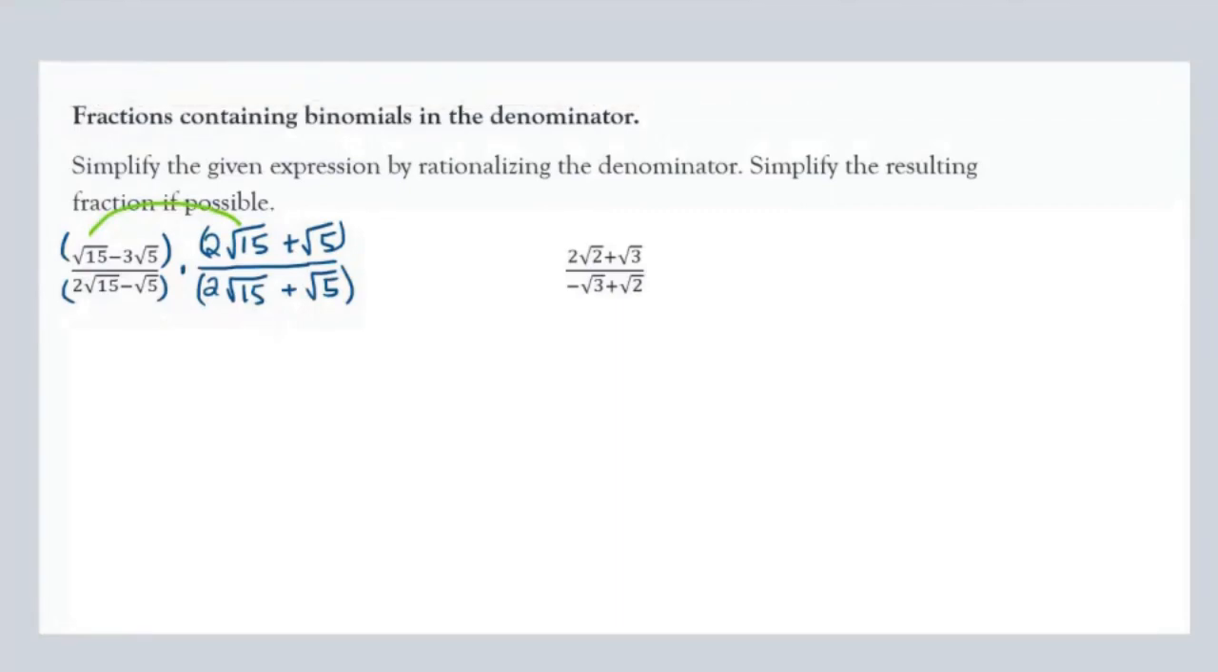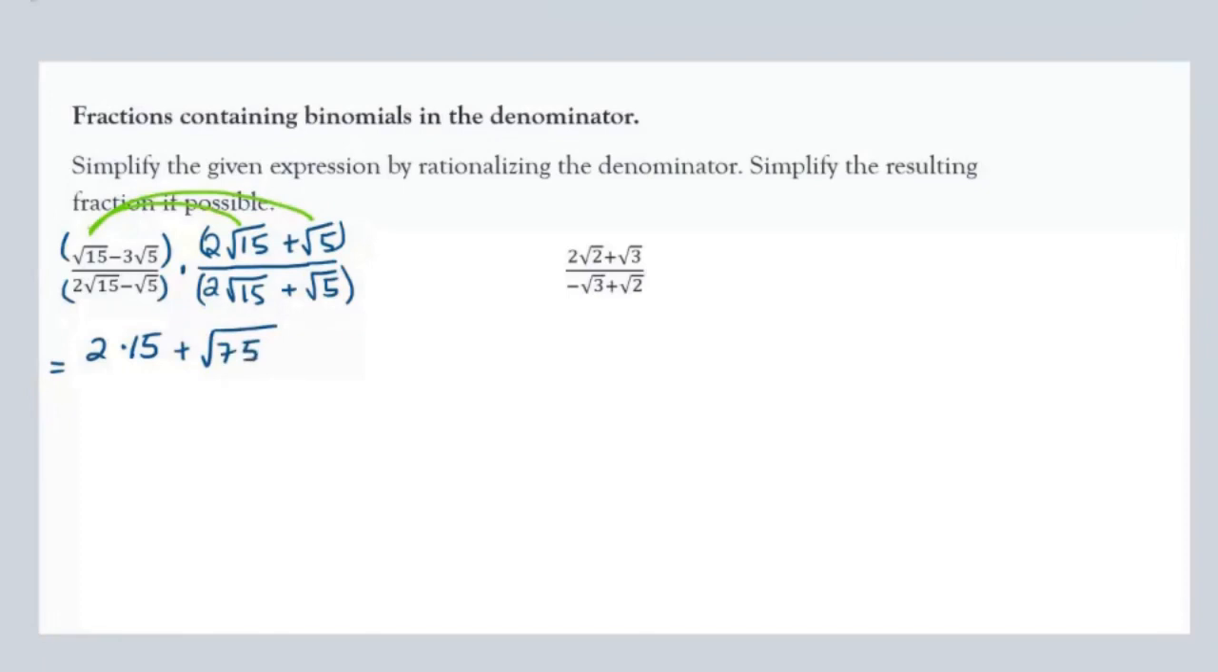So we have 1 times 2 is 2, and root 15 times root 15 is just 15. For this example, I'm going to speed up the process of multiplication a little bit. And we take the square root of 15 and multiply it by the square root of 5. Square root of 15 times the square root of 5, they're both positive, so we'll have positive 15 times 5, or positive root 75.